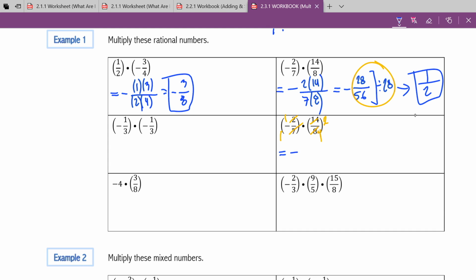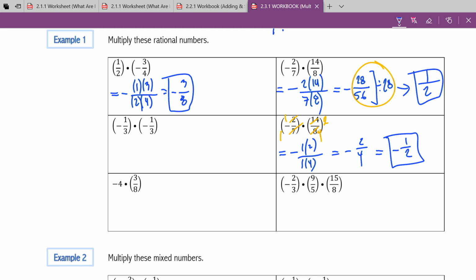It's still going to be negative because a negative times a positive is a negative, but now we have 1 times 2 on the top and 1 times 4 on the bottom, which is to say negative 2 over 4. And that's a lot easier to simplify than perhaps 28 over 56.